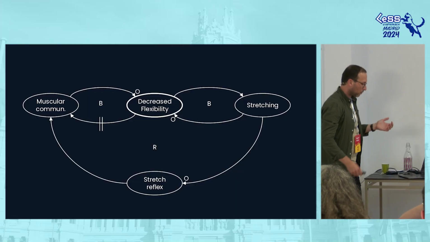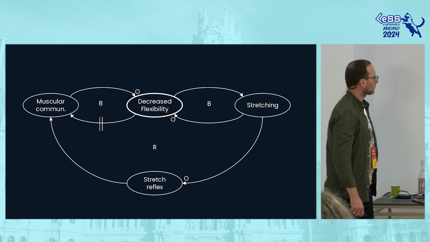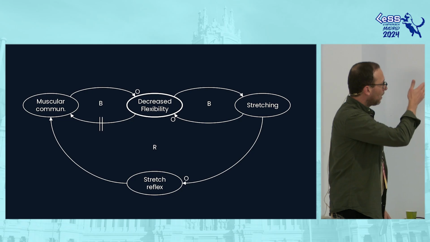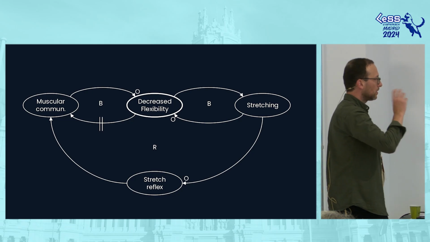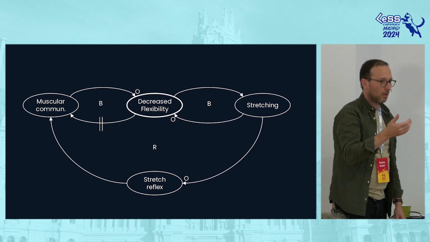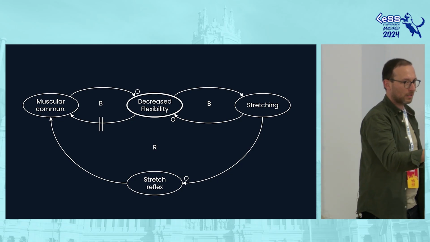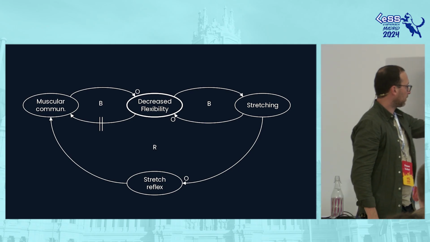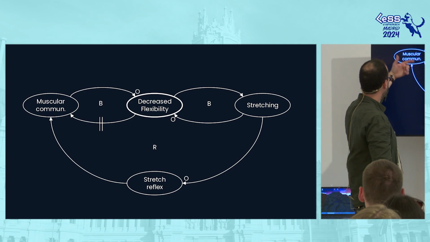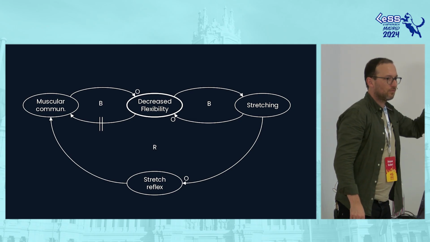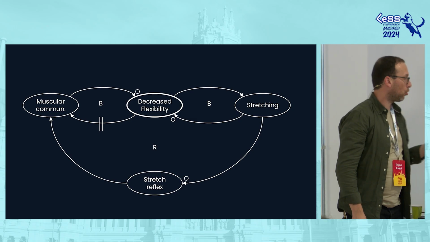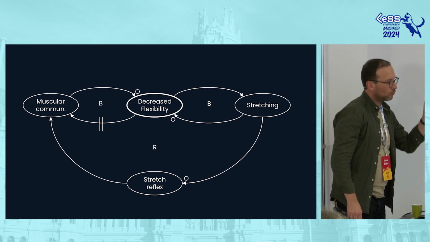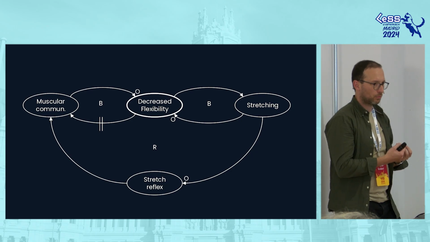So the problem of our decreased flexibility is less than before. So those things are connected. The flexibility is connected with the stretching. And we can stretch ourselves out of the stretch reflex. That's a bad condition, because if we don't have the stretch reflex anymore, our muscular communication doesn't work properly. That's important to understand. So we have a problem, decreased flexibility, and we want to solve that problem.